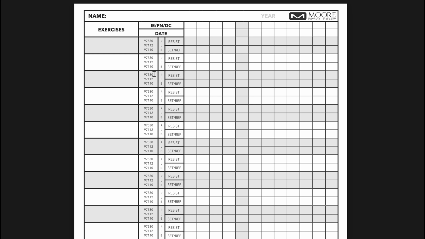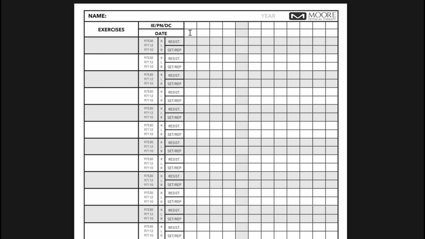What you'll find on the other side looks like this. As we've indicated, you'll find the patient's name here, just like on the back side, and the year in which these dates and visits are taking place. At the top, you'll see that the date of each session will be noted.